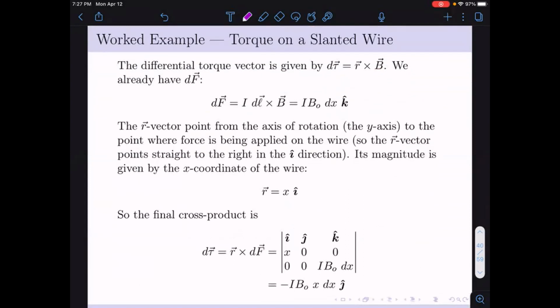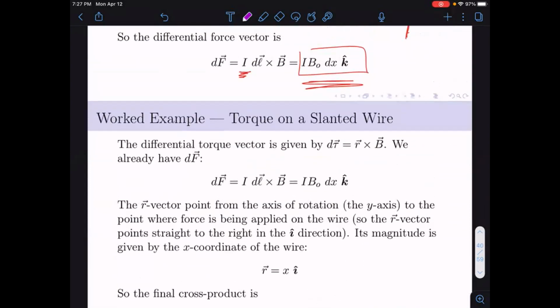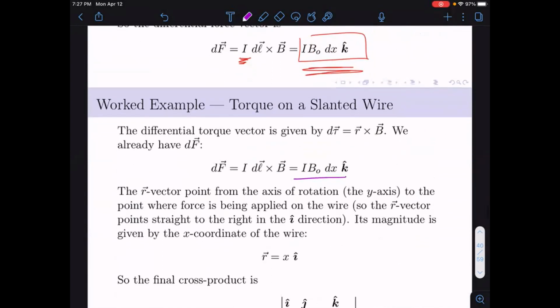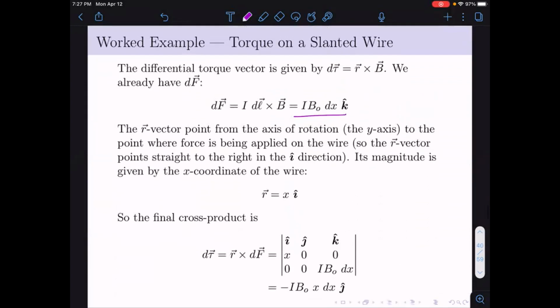On the slide above, right about there, we had established what our differential force vector was. It's just written out for you right here again. And then similar to what I was just saying, we solve for the R vector next. Again, it points from the axis of rotation to the point where the force is being applied on the wire, so in this case, it'd be straight to the right.